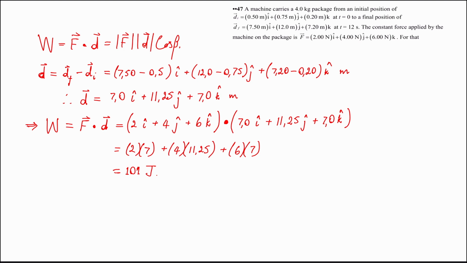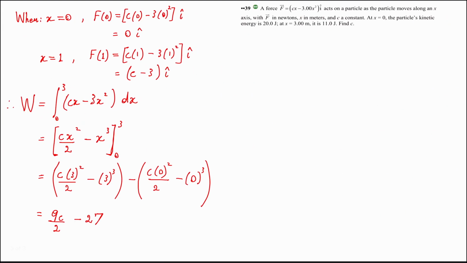Let's consider a different scenario. Here we're given a force which acts on a particle, and it does so such that the particle moves from position x equals 0 to x equals 3. For now, I will discard all the other details about the problem, and I will not particularly focus on what we're asked to find. I just want to demonstrate how to calculate work done by this force. Okay, so our force here is given by c times x minus 3 x squared I hat.